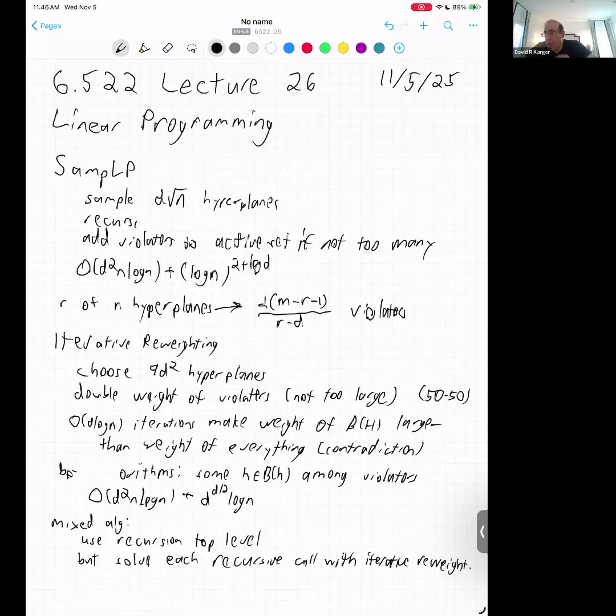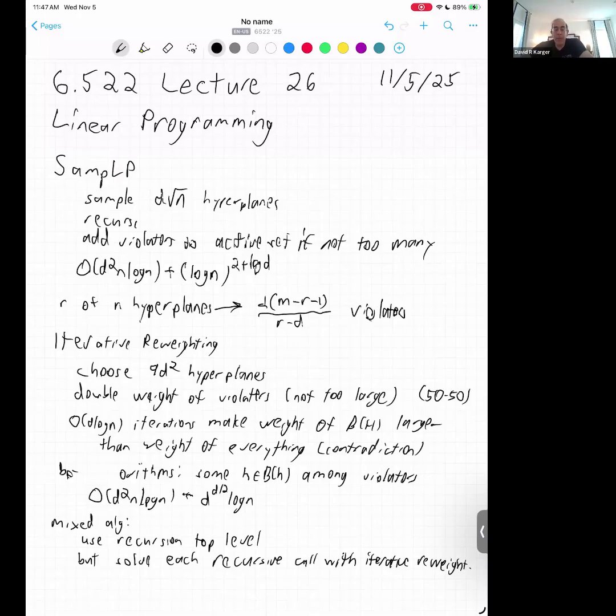So what are the two terms in the original sample LP algorithm? There's this order d squared n log n term and this log n to the log d term. Where do they come from? Well, the d squared n log n, I've said, is the time spent working at the root of the tree, right? The log n to the log d term is basically because of the size of the tree, that it expands sort of super polynomially.